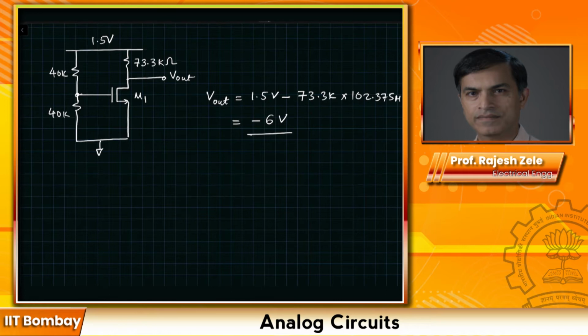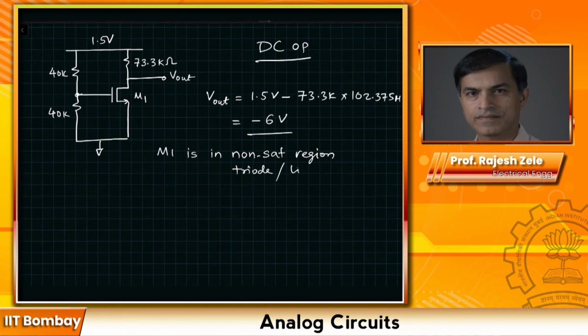So minus 6 volts at the output DC operating point again is not possible because the lowest voltage that we can have in this circuit is 0. So based on this, we say that the transistor M1 is not really in saturation region. So M1 is in non-sat region or triode or linear region for sure. So what is the equation for the non-saturation region? You should again commit this to memory.